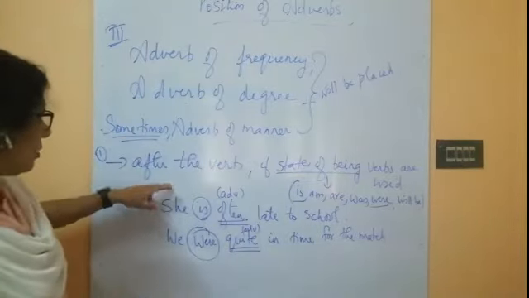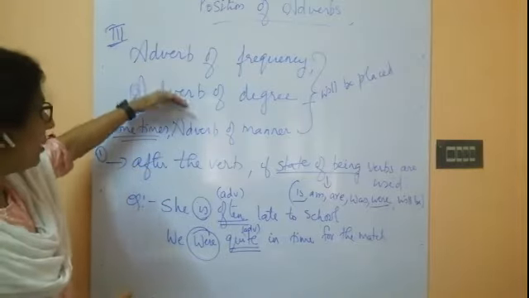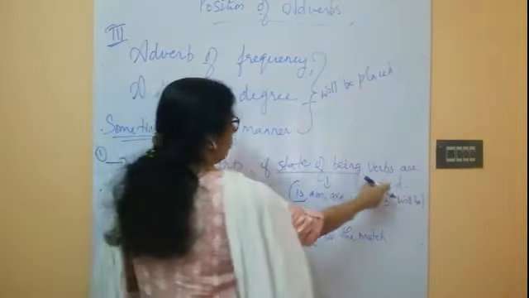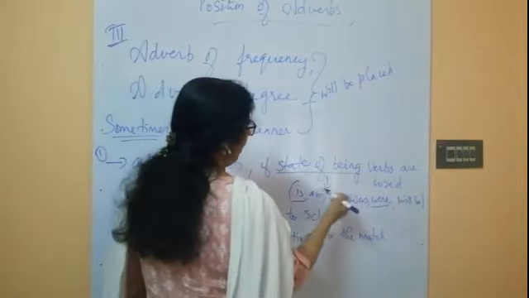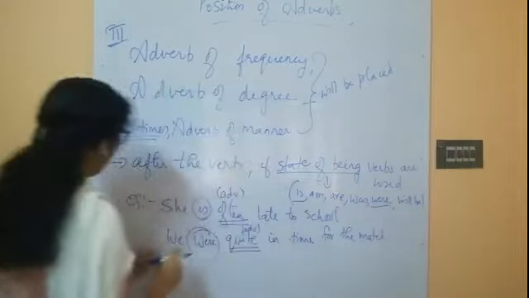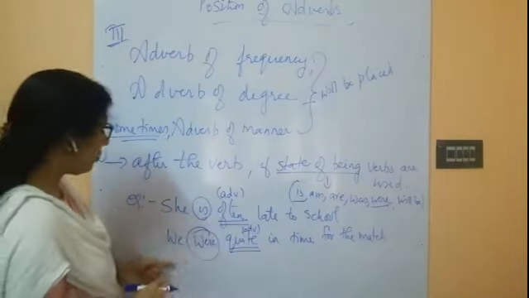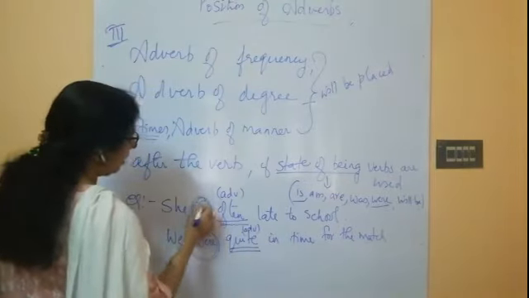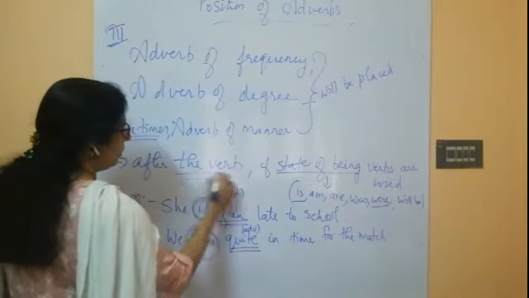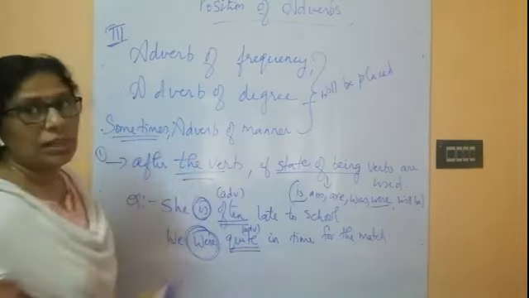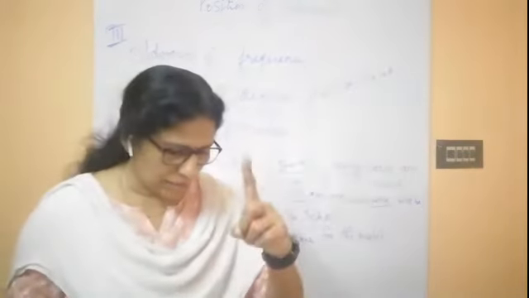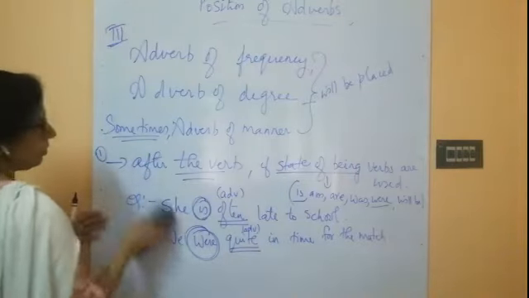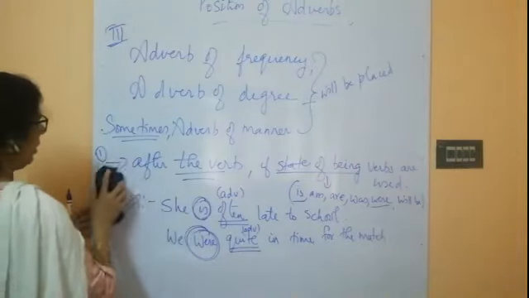Understood? So this is the first rule. Adverb of frequency, degree and sometimes adverb of manner will be placed after the verb if state of being verbs are used, and the state of being verbs are is, am, are, was, were and will be. An example: she is often late to school. We were quite in time for the match. We can see the state of being verbs, and after them the adverbs are placed. So that is the first thing, and I hope it is clear when you have copied.